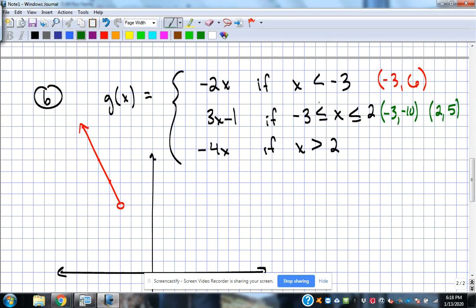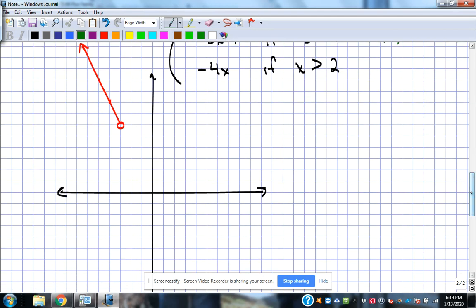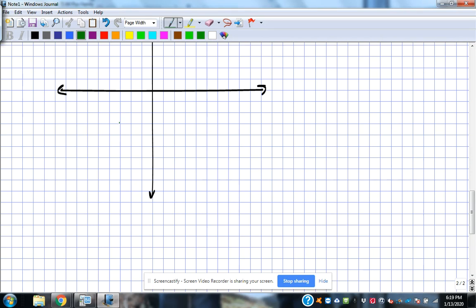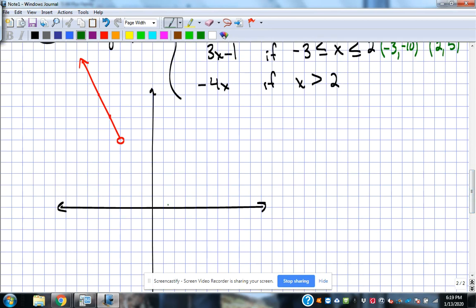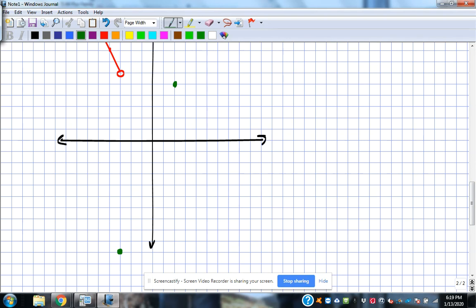So are they going to be filled in dots or open circles for this one? Filled in, because they both have the equal to mark. So I'm going to go to those points. Negative 3, negative 10. So negative 3, 1, 2, 3, 4, 5, 6, 7, 8, 9, 10. Filled in dot. And then go to positive 2, 5. And then I'm going to connect those 2 with a straight line. I don't even have to count the slope or anything for that. That's nice.